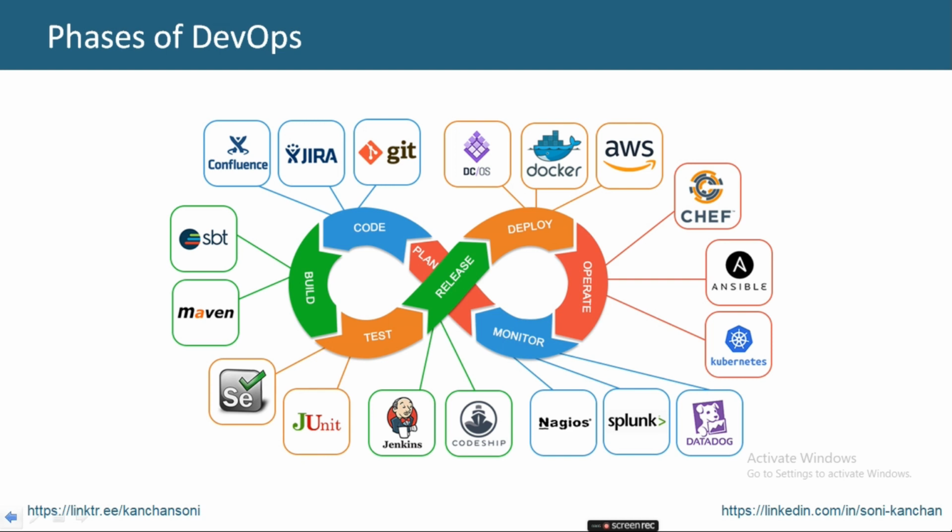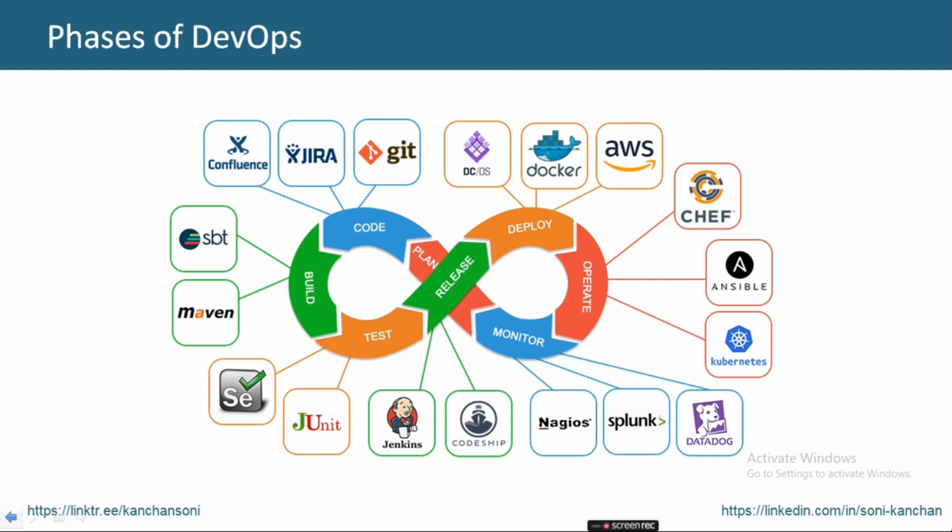So next is phases of DevOps. There are a total of 8 phases of DevOps: plan, code, build, test, release, deploy, operate and monitor. Each and every phase of DevOps has a list of tools available. Like you can see on screen, the code phase has Git, Jira, Confluence. Build has Maven. Test has Selenium, JUnit.